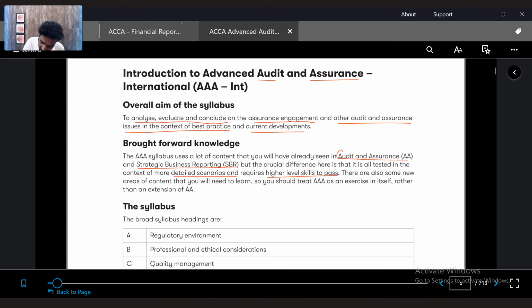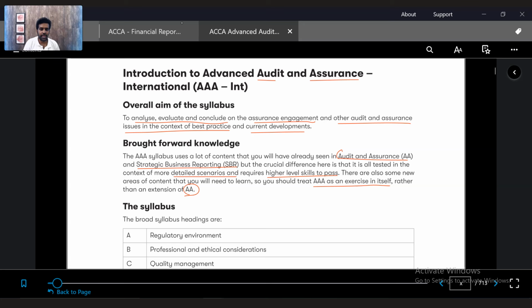So you should treat AAA as an exercise by itself rather than an extension of AA. So forget about AA now, come to AAA. And when I say forget, I mean the skill sets that were required for AA. But definitely the technical concepts of AA are in fact added on to AAA. But in a much better and deeper way, we are required to apply the knowledge. So in AAA, you will be required to apply the same technical knowledge that you have learned for AA, but when you're writing the exams, you have to write it in a deeper way.